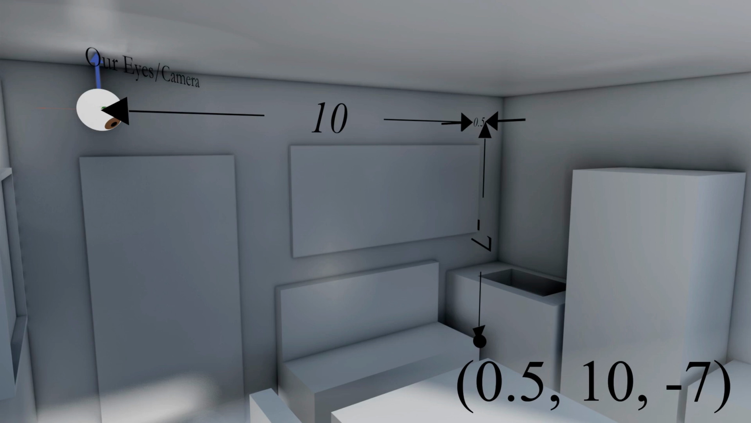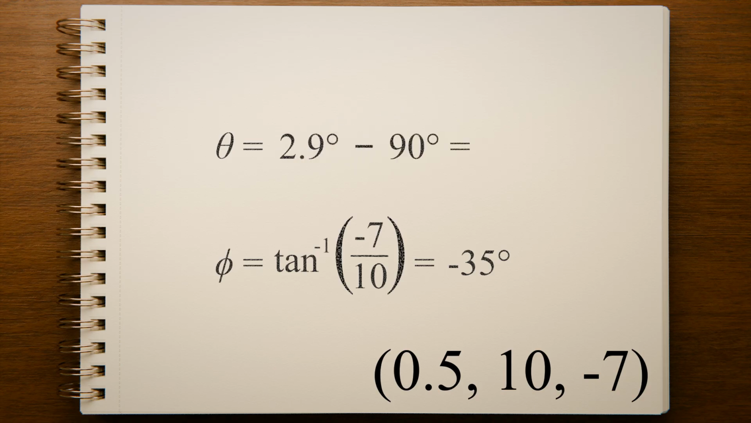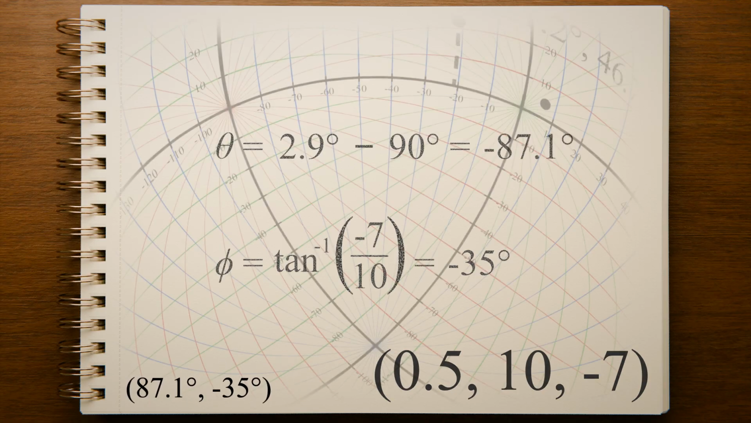So we can run that point through the calculations, which gives us 2.9, negative 35. Like I mentioned with the yaw grid, the numbers on the theta axis don't quite match up correctly since it's based on the right vanishing point, so we can just subtract 90 from our calculated theta. And that gives us the corrected coordinate, negative 87.1, negative 35.